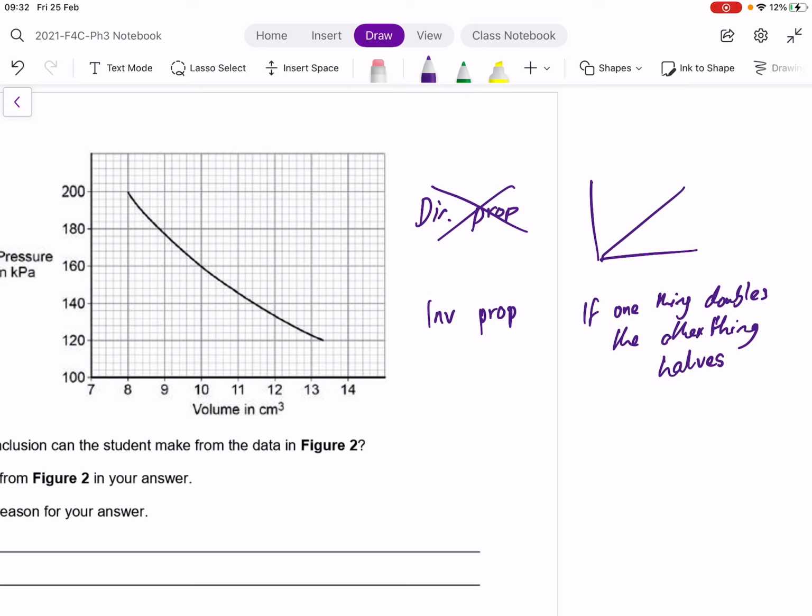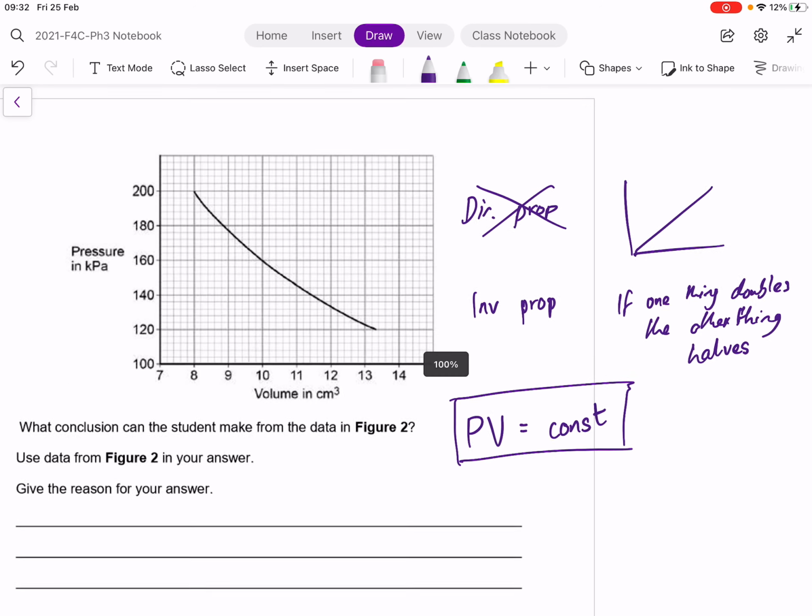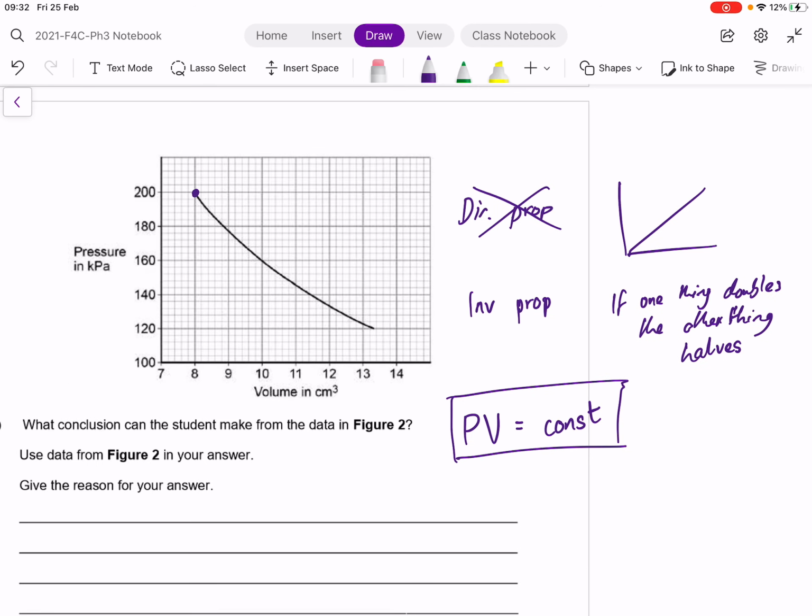Now, how do we check that? Well, we should know, and it's on the front of the exam paper, that PV is a constant. This is an inversely proportional relationship right here. PV equals constant shows inverse proportionality. So let's test it. 200 times 8.